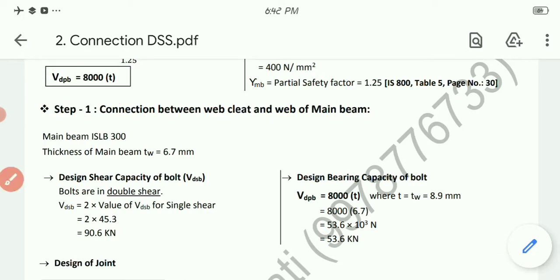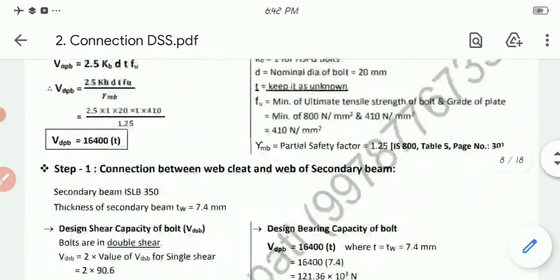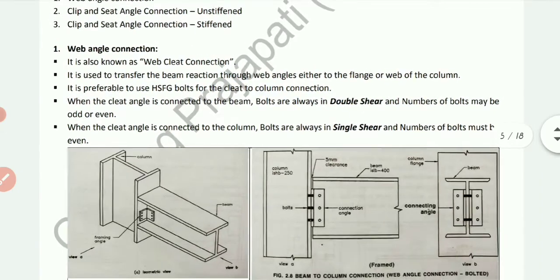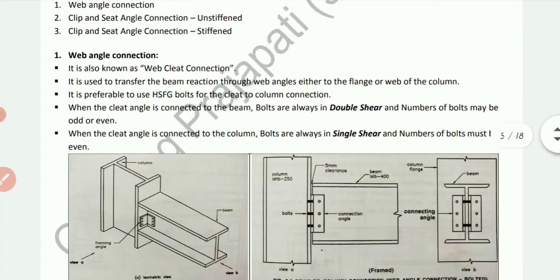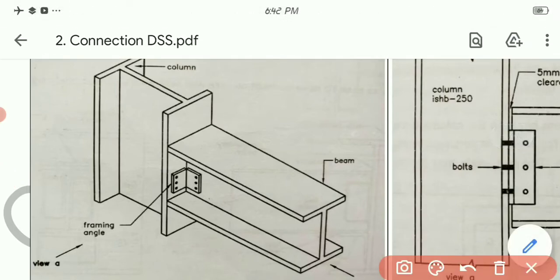First of all we need to design the cleat angle with the main beam. Let me take you to the theoretical criteria. This one is a web cleat angle connection between beam and column. So right now what we are doing is connecting, first of all with the column, for example, the beam, the cleat angle with this beam.